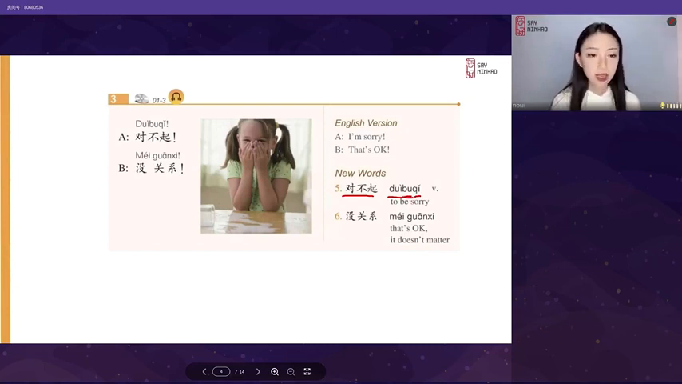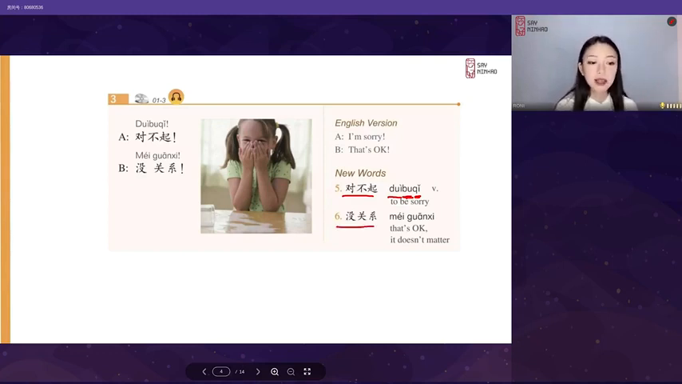The second character is the neutral tone. We cannot see a tone mark here, so it is neutral, and we should pronounce it soft and quick. So it is 不. The next one is 起. The initial is q, the final is i, and the tone is the third tone, so 起. Put them together and we get 对不起. Read after me, please. 对不起. It means sorry.